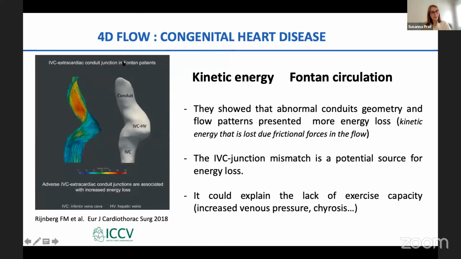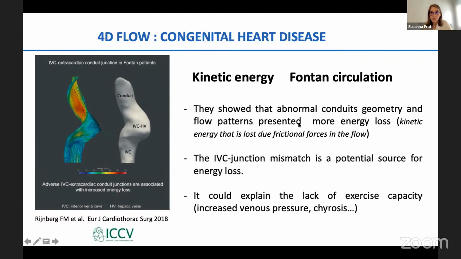In the field of congenital heart disease, I think the new parameters are very important in some groups that are especially complicated because the hemodynamics and the physiopathology are very complicated, such as the Fontan circulation in these patients. Here, I want to show this nice work from the group of Leiden, showing that abnormal conduit geometry and flow patterns presented more energy loss.